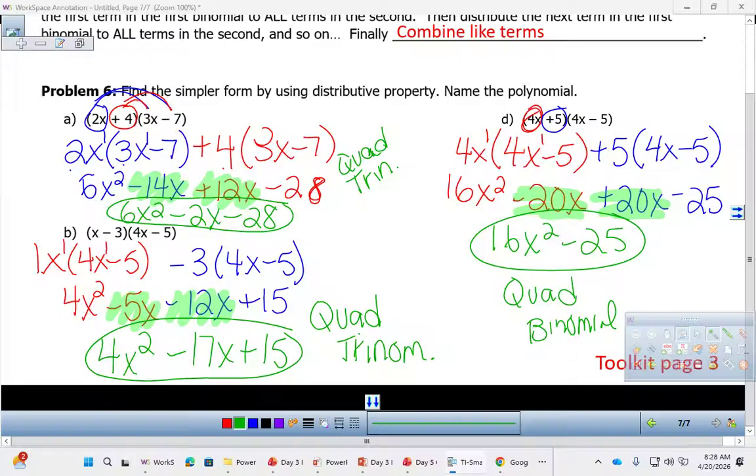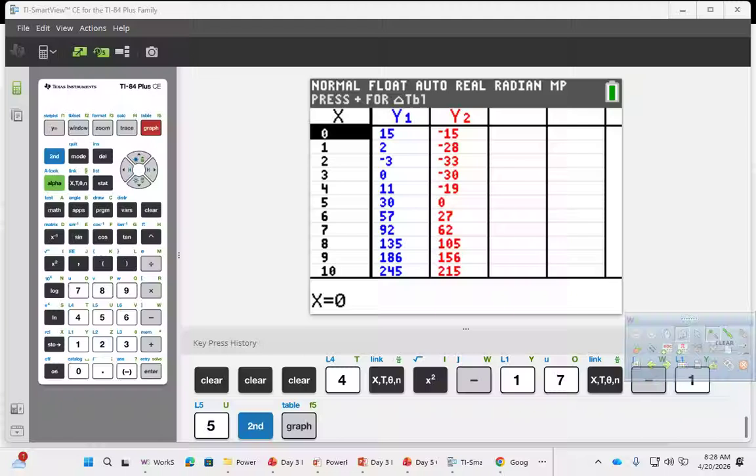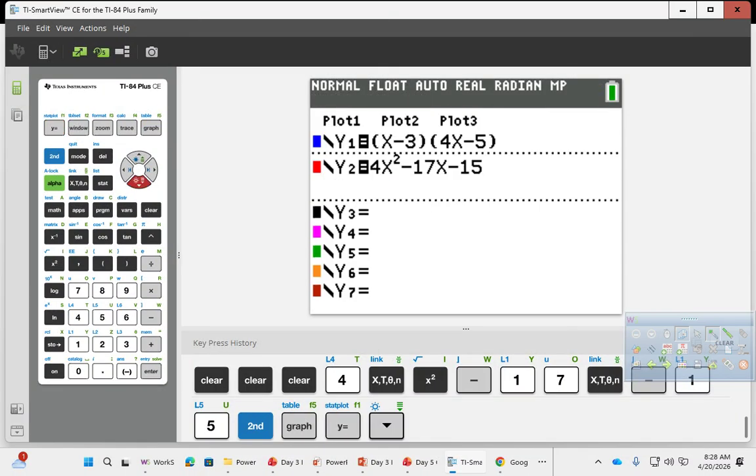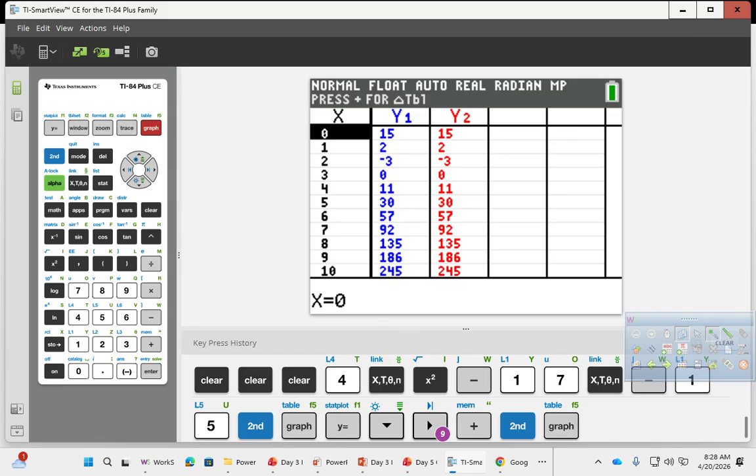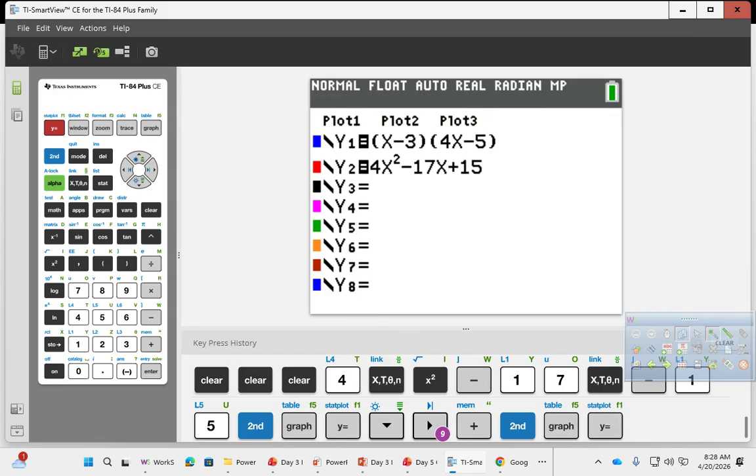What did we miss? Oh, wait, no. 4x squared minus 5x minus 12x. Oh, plus 15. Did I put minus 15? Yeah. See that? It works. Plus 15. Let's try that now. All right, now we're good. I was nervous. I thought it was too long. All right, so you can check your work. Use this, all right?